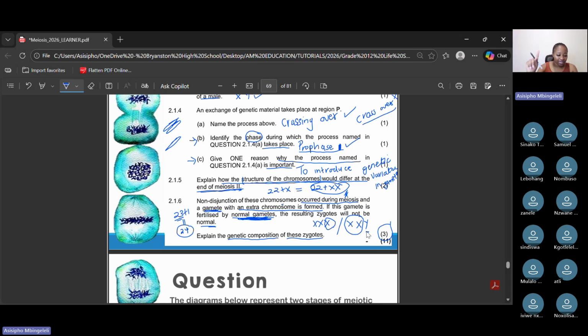So if fertilization occurs with a sperm cell carrying an X chromosome, the resulting zygote will be XXX. But if the fertilization occurs with a sperm cell carrying the Y chromosome, the resulting zygote will be XXY. That would have been your answer.